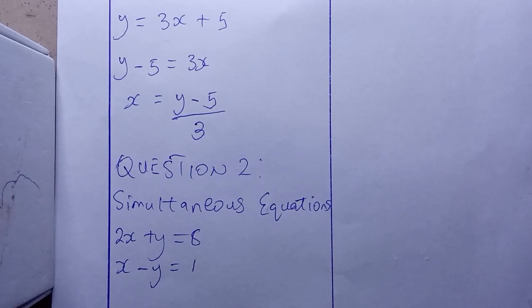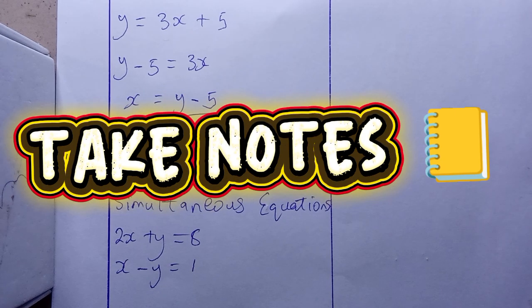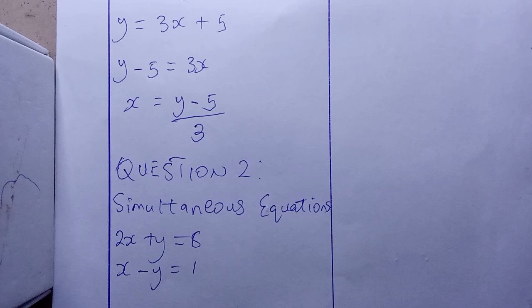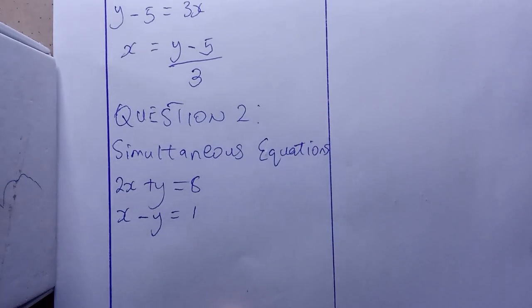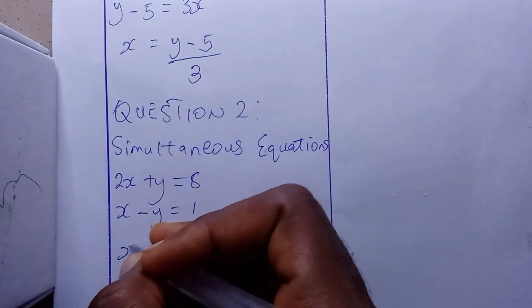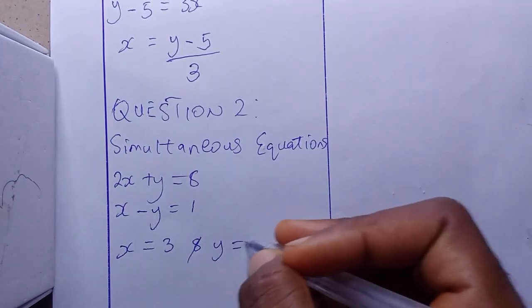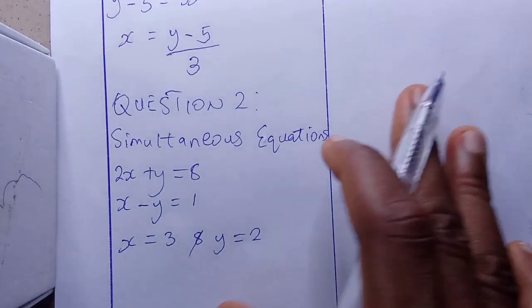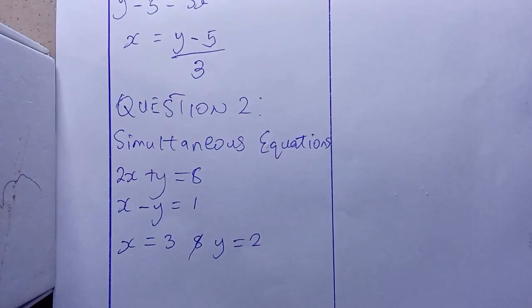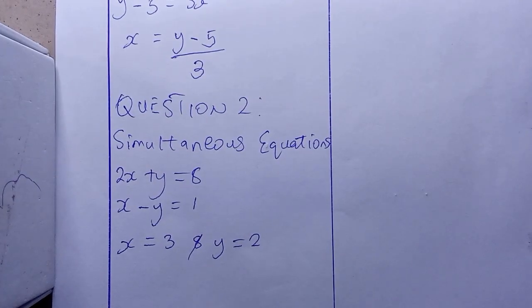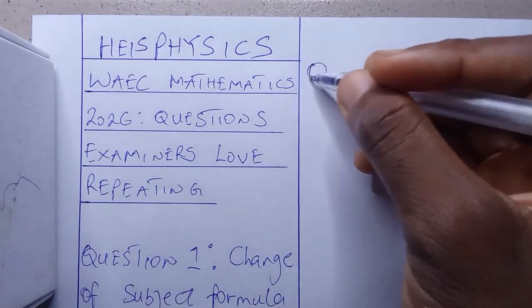This question usually comes out in WAEC, simultaneous equation. So ensure you jot it down. Simultaneous equation, that's your question 2 that always comes out in your WAEC. But if you solve this using the elimination method, you have that x equals 3 and y equals 2. This is question number 2, simultaneous equation. Now on to the next. Question 3.